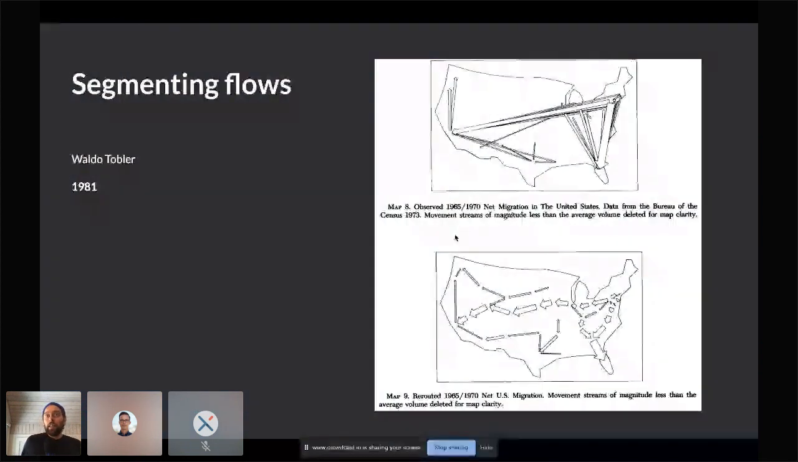Another technique he discussed in his papers was segmenting. The idea is that we split longer flows into a sequence of shorter flows between the adjacent locations, and we combine them. This way we won't have any overlap.